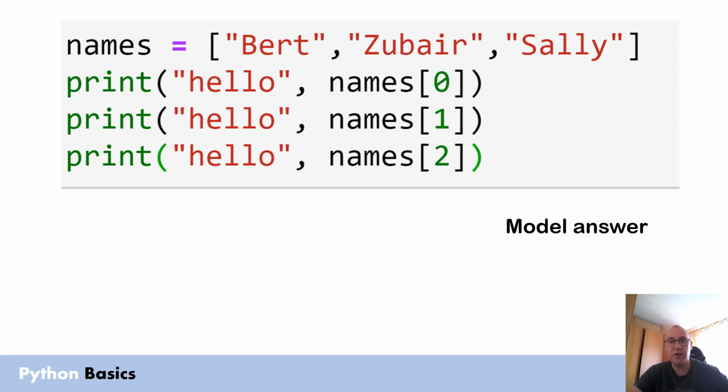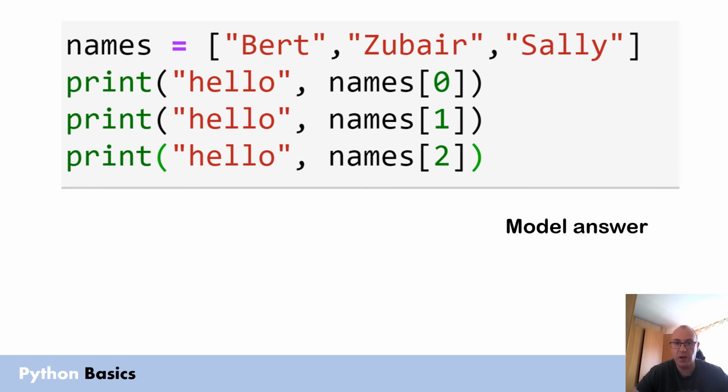Okay, so here's the model answer. Now, one of two things has happened. Either you found that task really difficult because you're not really sure what was being asked. That sometimes happens. Or you found that a doddle. Okay. Hopefully now looking at the solution, you can see how straightforward this really was.